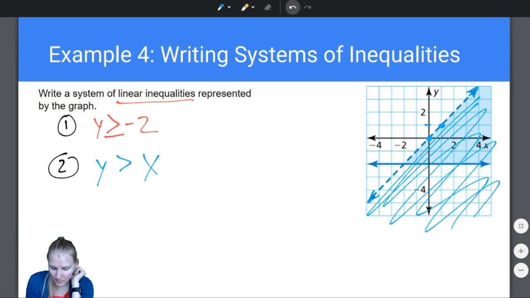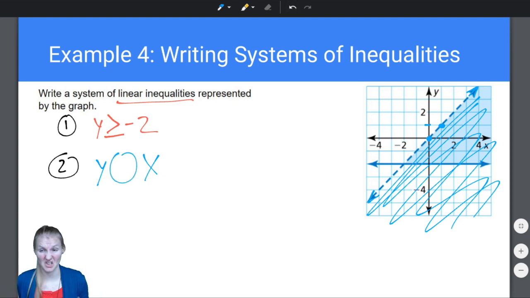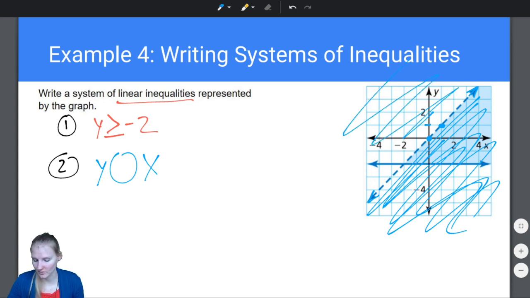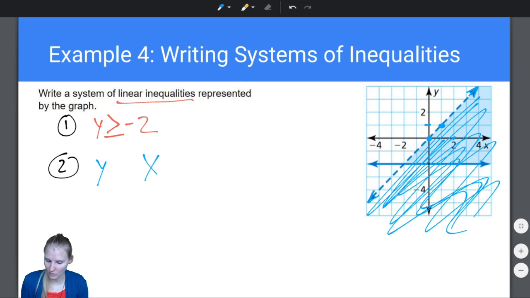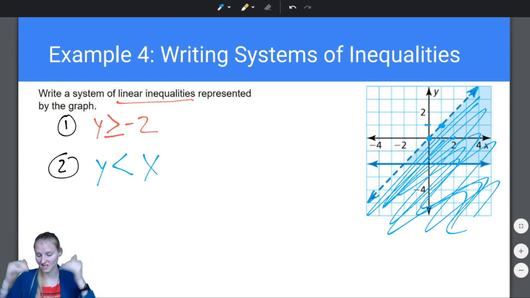So what symbol should go here? y is greater than x? Less than x? Well, we could test a point and see, or we could think I am shading below this line, right? I'm not shading on top of the line, I'm shading below the line. So that would mean we want y to be less than. I want to shade below the line.